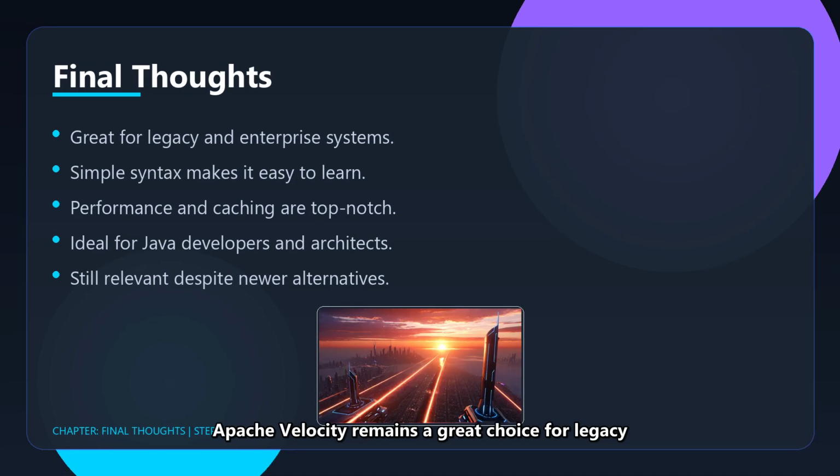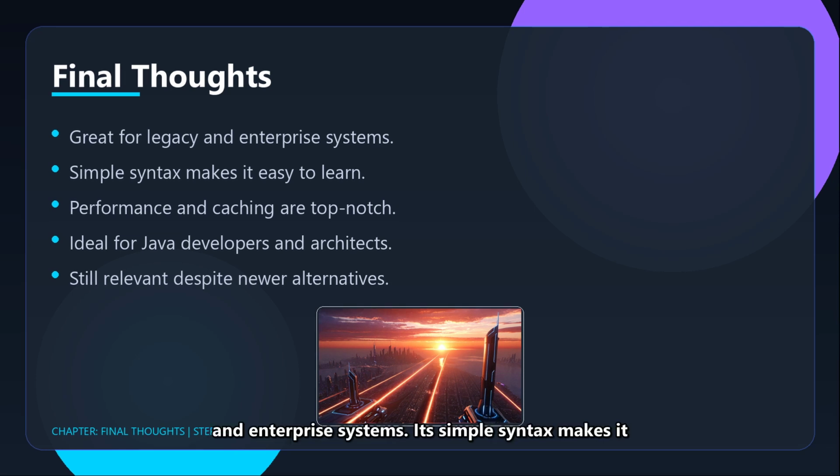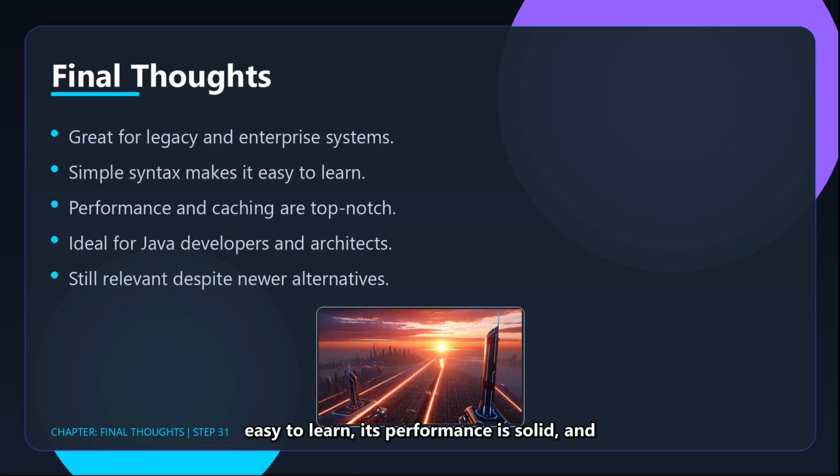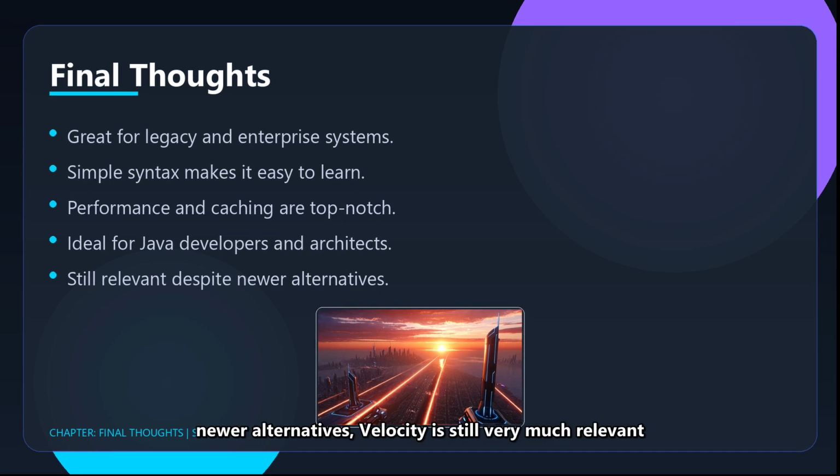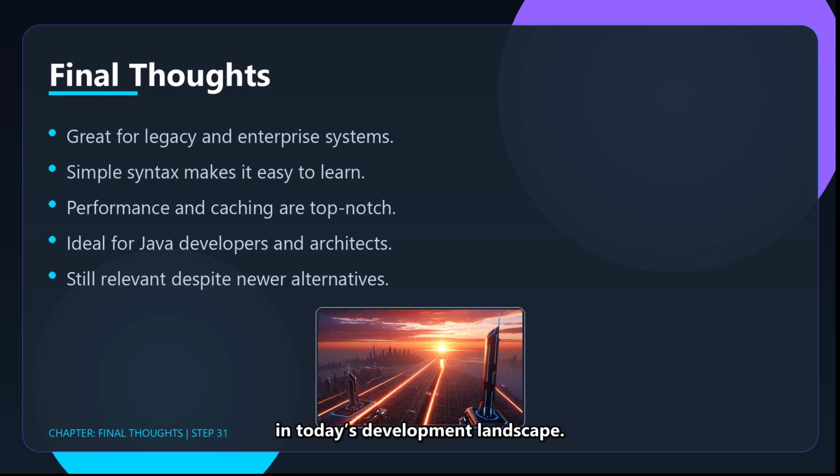Apache Velocity remains a great choice for legacy and enterprise systems. Its simple syntax makes it easy to learn, its performance is solid, and it's ideal for Java developers and architects. Despite newer alternatives, Velocity is still very much relevant in today's development landscape.